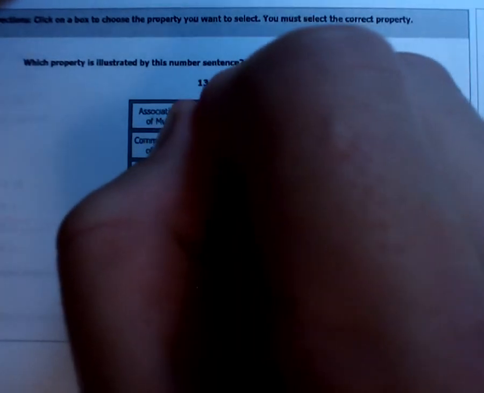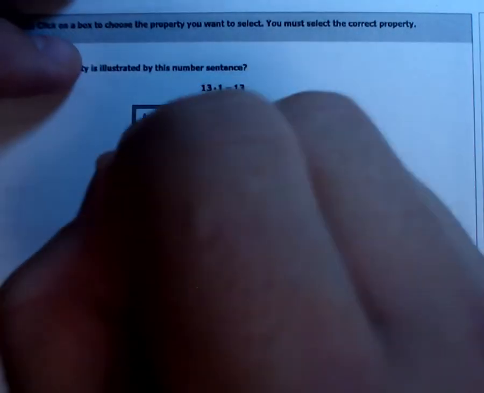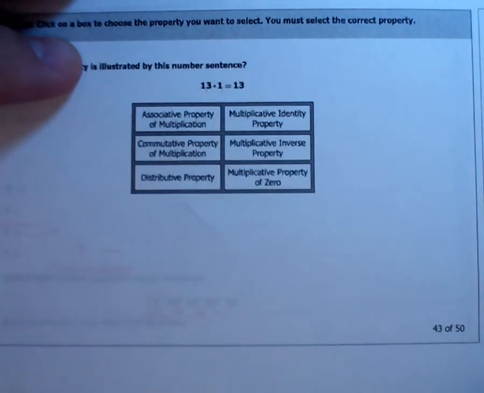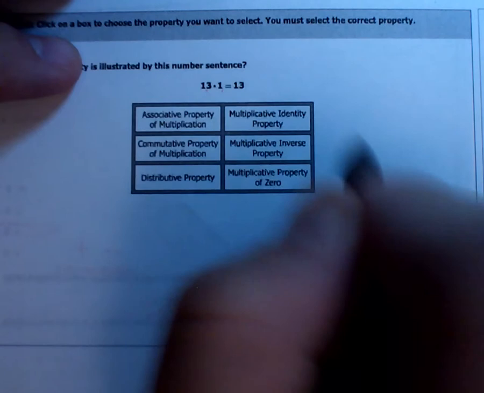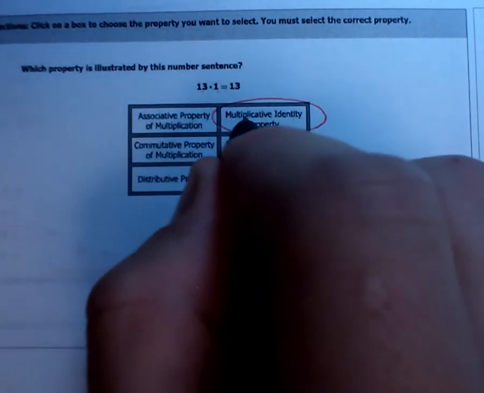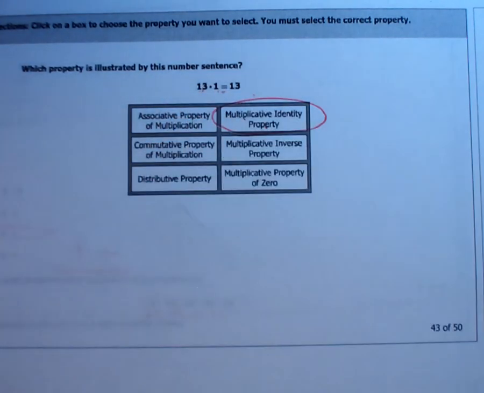Something times 1 is something. Anything times 1 is itself. A million times 1 is a million, 5 times 1 is 5, negative 5 times 1 is negative 5. Anything times 1 is the same. So therefore, identity does not change. Which one is about multiplying identity? The second one. So, multiplicative identity property. The identity doesn't change if you times 1.